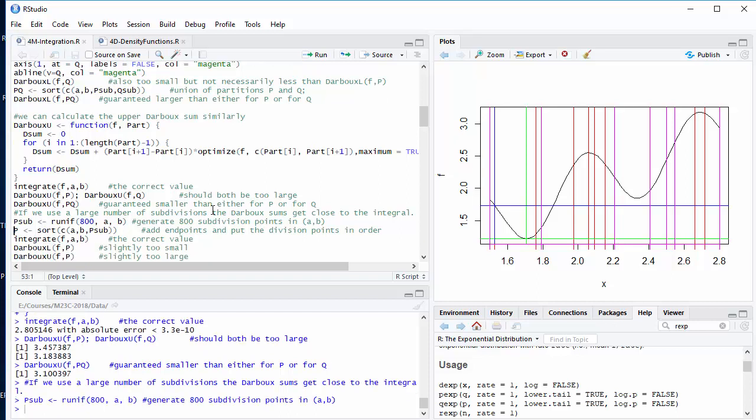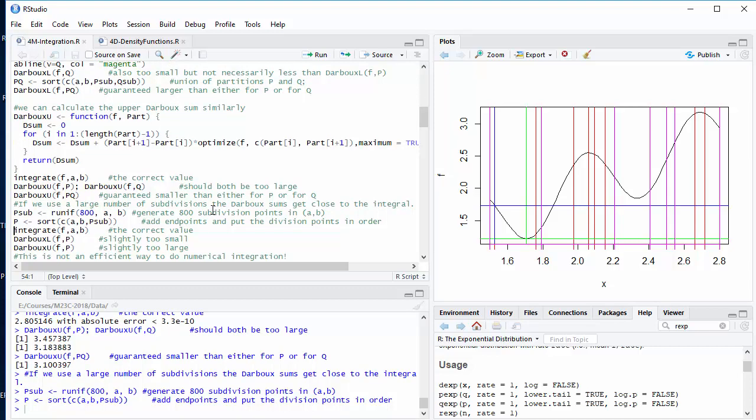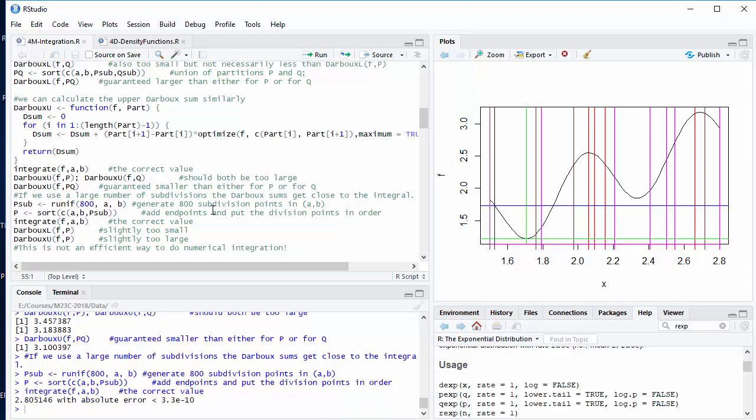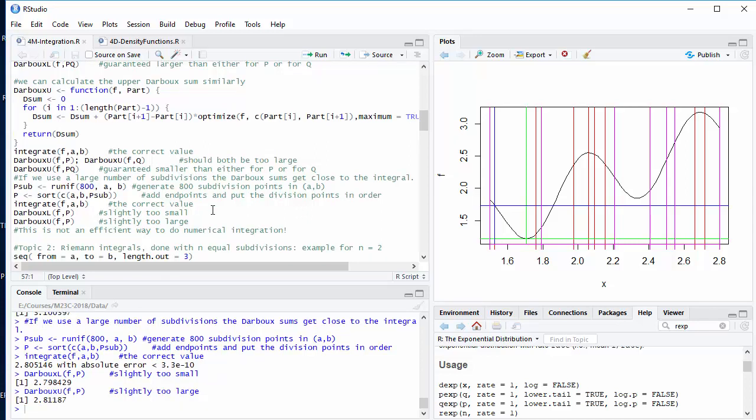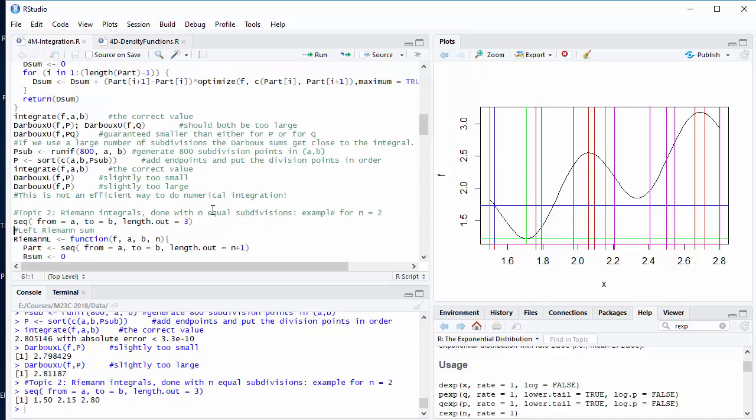If I use a lot of subdivisions, I wouldn't want to do this by hand, I actually get a reasonable estimate. So here I've generated 800 subdivision points, sorted them, put them in order. There's the correct value. The lower Darboux sum is about 0.1 too small. The upper Darboux sum is about 0.12 too large. This is great theory. It's a lousy way to do numerical integration.